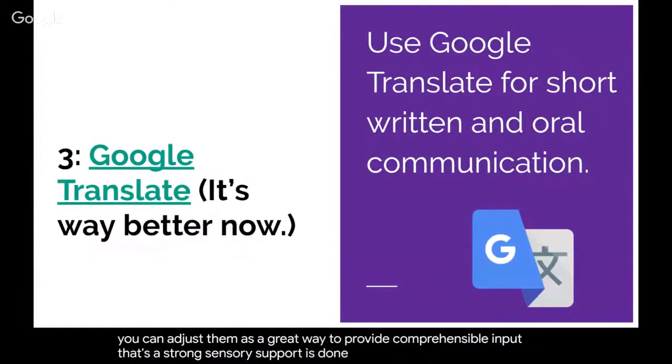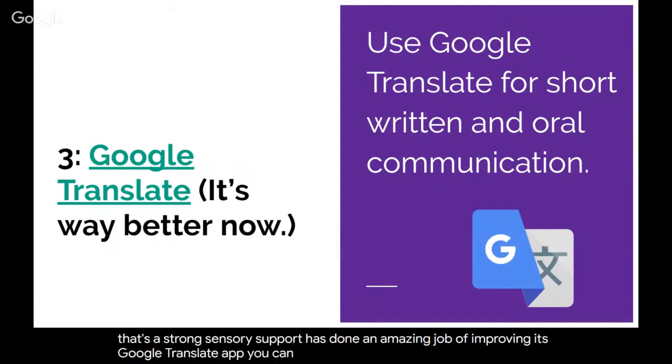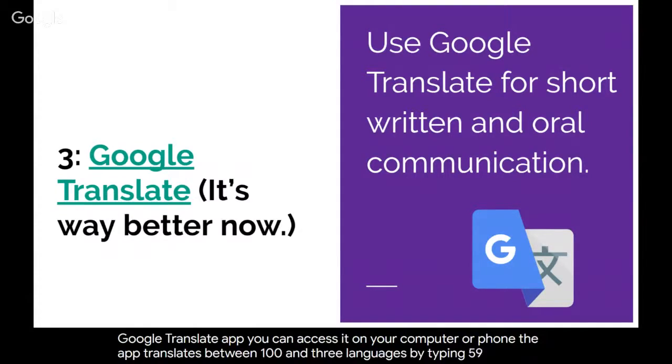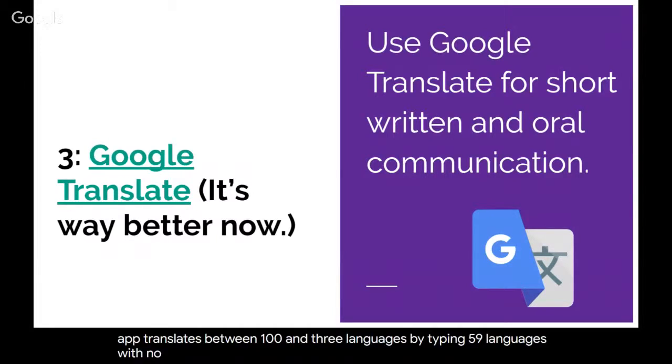Google has done an amazing job of improving its Google Translate app. You can access it on your computer or phone. The app translates between 103 languages by typing, 59 languages with no internet connection. It also allows you to have bilingual conversations between 32 languages.